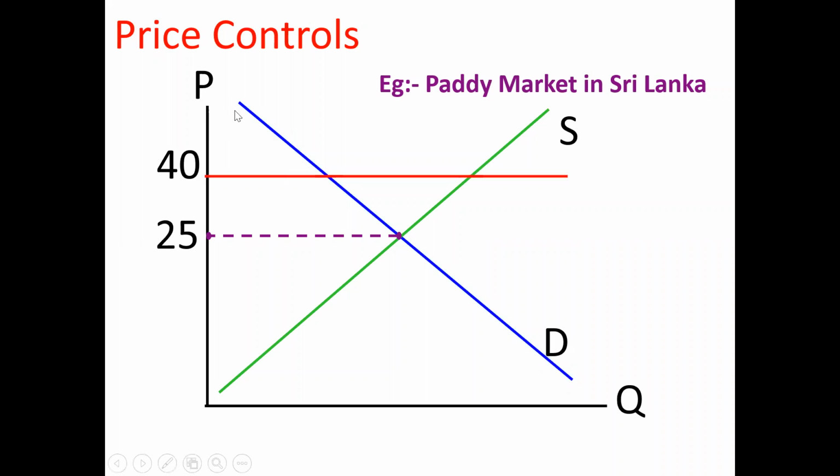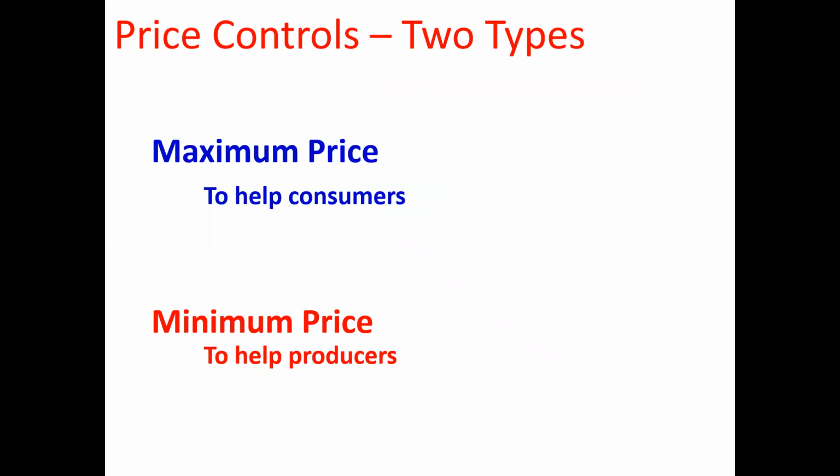When the market price is comparatively low, it is unfair to the producers. When the price is unfair to the producers, government decide the price which is over and above the market price. Okay. So then there are two ways that the government directly control the prices: maximum price control and minimum price control. Maximum price control to help the consumers. Minimum price control is to help the producers. Right?